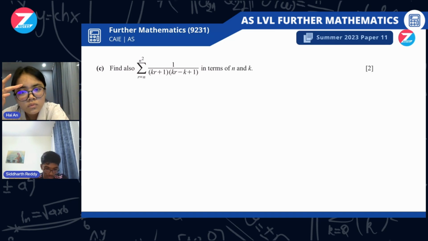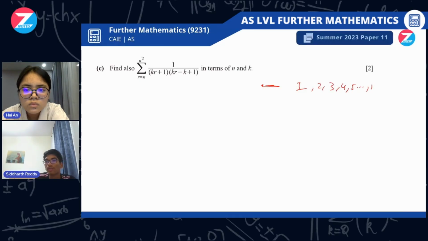Okay, I think I repeated this question, so let's just skip it. Find also the sum from n to n square of that. So suppose we have 1, 2, 3, 4, 5, all the way up till n minus 1, then n, n plus 1, all the way up till n square. So they're asking us to find out the sum of these from n till n square.